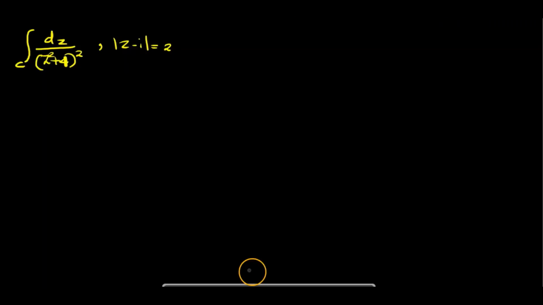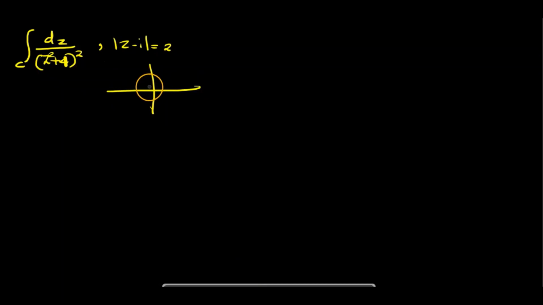Third question. Integral over C of dz divided by (z² + 4) whole square, with |z − i| = 2. That means center i and radius 2. Let's see the solution.